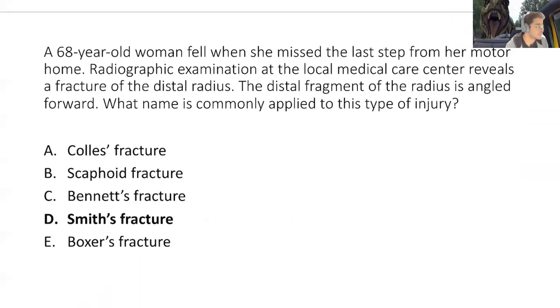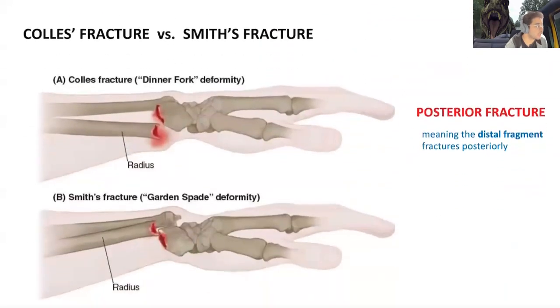It is a Smith's fracture. So what is the difference between a Smith's fracture and a Colles fracture, guys? Posterior versus anterior. Exactly. Keep that in mind. They love asking questions about this. A Colles fracture versus a Smith's. Remember, a posterior fracture means a distal fragment that's fractured posteriorly, like the fragment has moved.